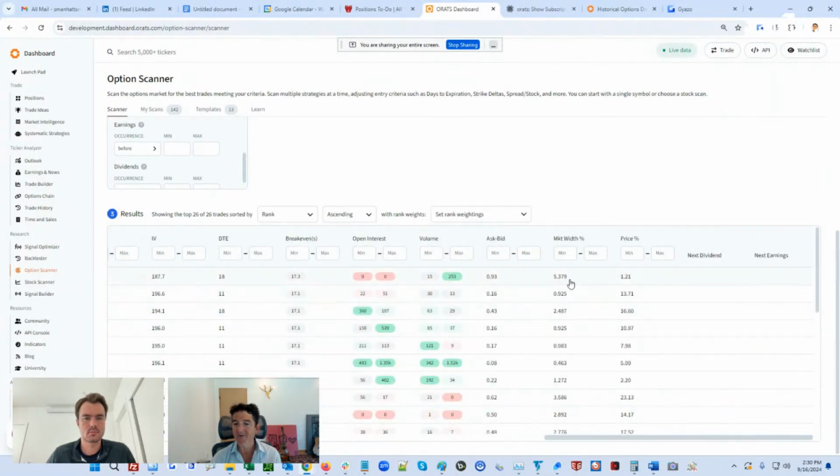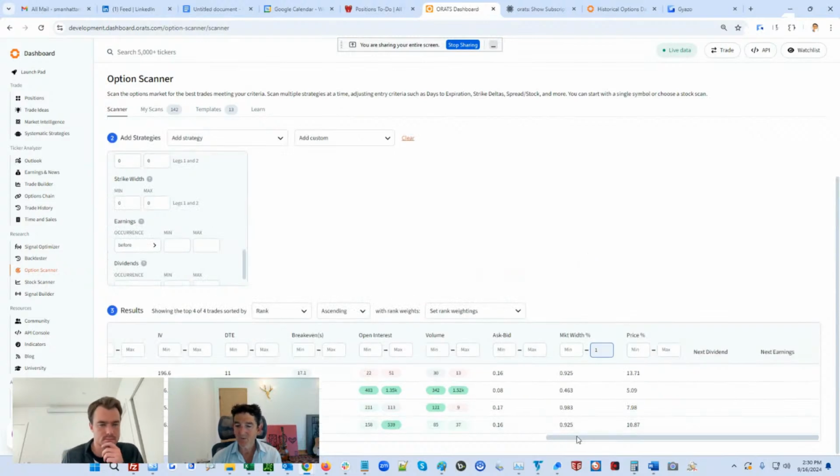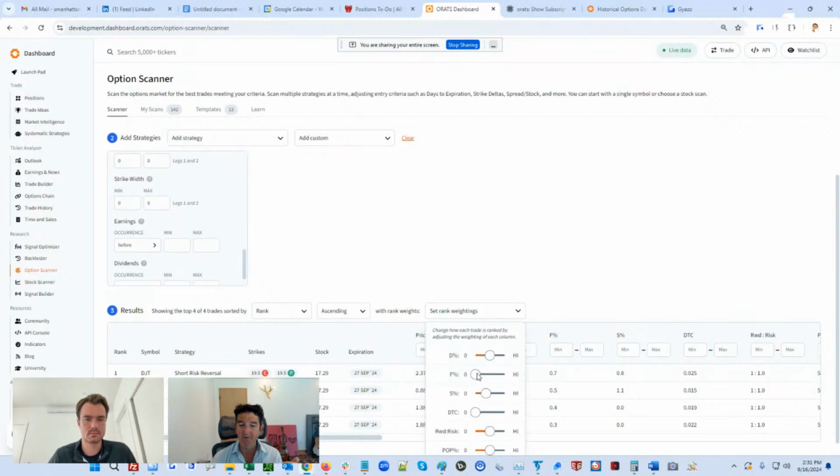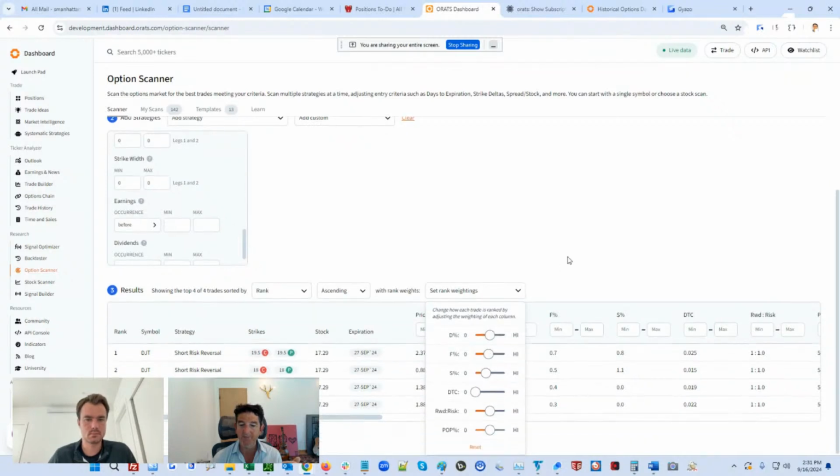Yeah, so that's 5% wide. So we want maybe 1.5 or 2. Yeah, let's just make it 1. Okay, so 1% wide, that's 16 cents. 0.17 is 1%. So that's reasonable, right? Now you can see that the S percentages are down. So we could weight them all.